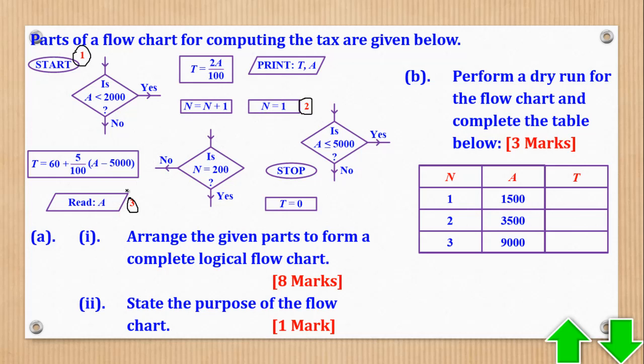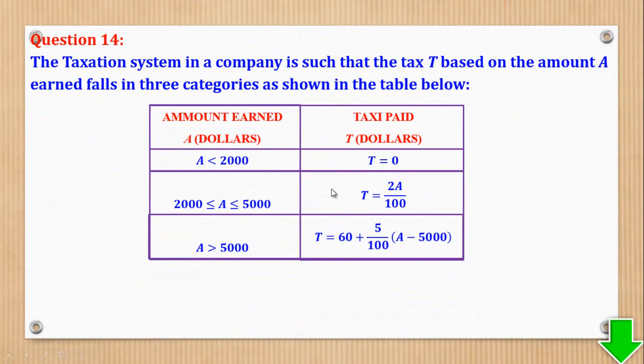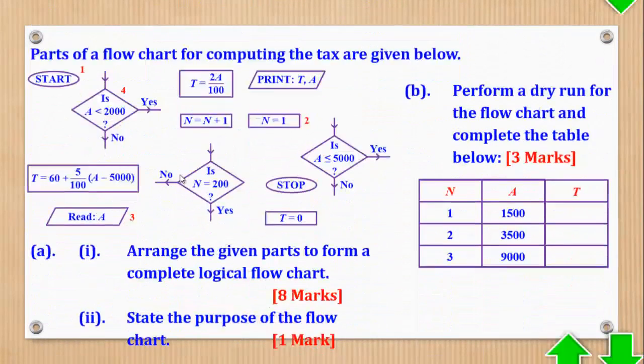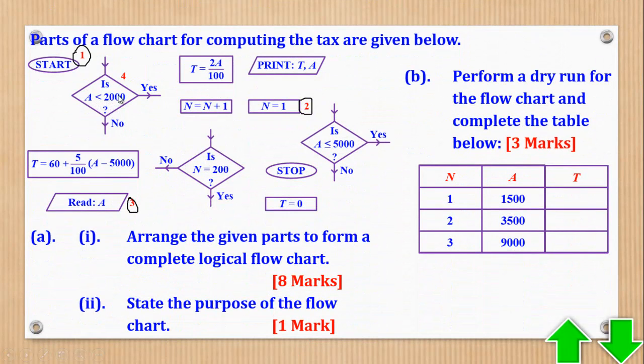Then after reading, what next? After reading, we shall go to a decision, because now that I know A, I have to ask myself, where does A lie? Because we saw in this table that different amounts have different ways of computing, but the starting one is below $2,000. So that's why we start with that decision, that is A below $2,000. If yes, what do we do? If no, what do we do?